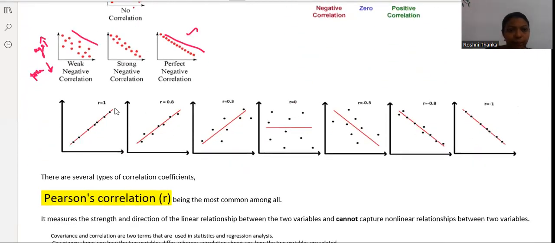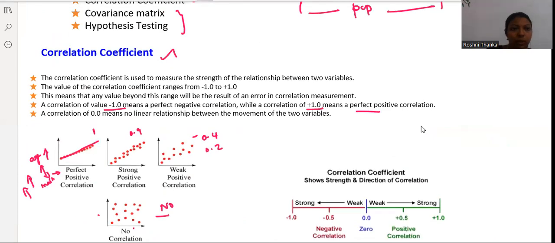And this is another example. When the correlation value is 1, when one value increases, the other value also increases, then it is a perfect positive correlation. And this is strong, we can say. Here there is no correlation at all. And here we can say strong negative correlation. Here we can say this is weak, and here a strong. Here I can say perfect negative correlation. So this is about the correlation coefficient.